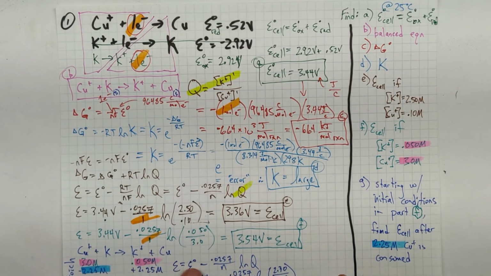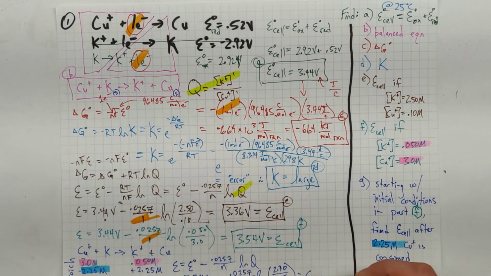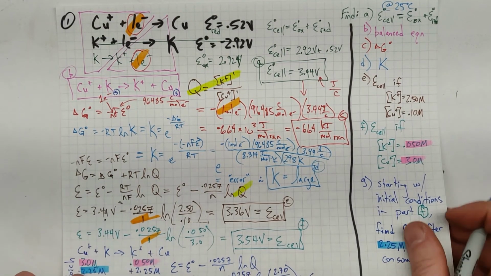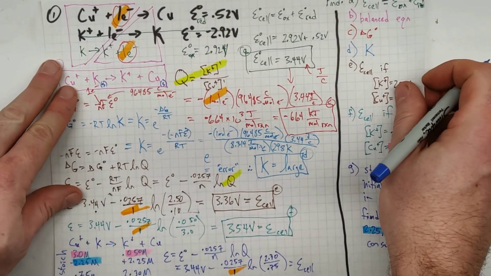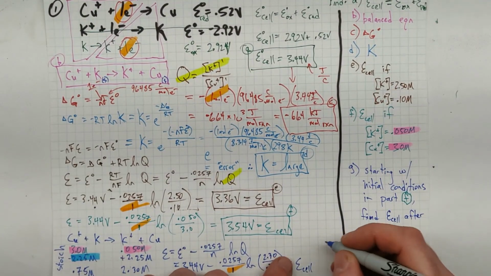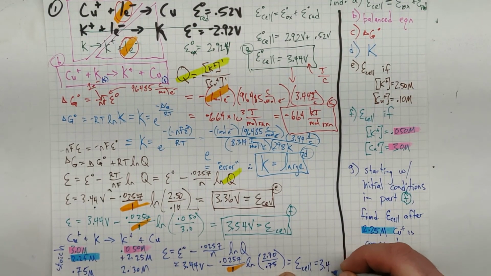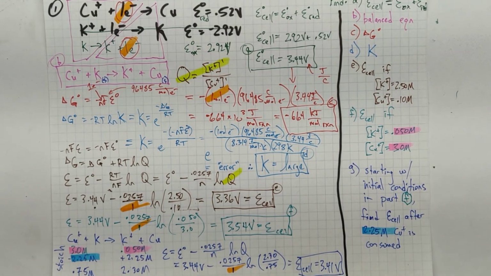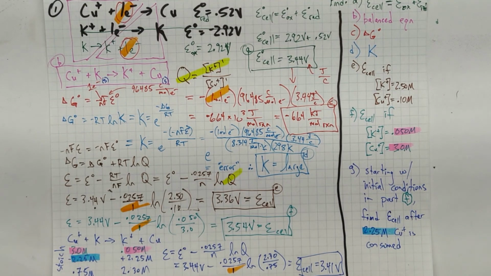All right. In this particular case, we end up with an E for our cell of 3.41 volts, and it has gone down. The next three examples are only going to get uglier and uglier.